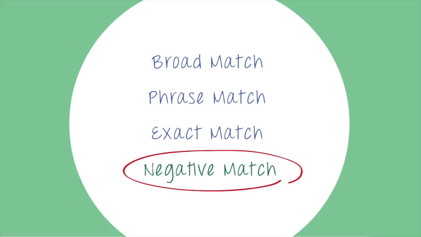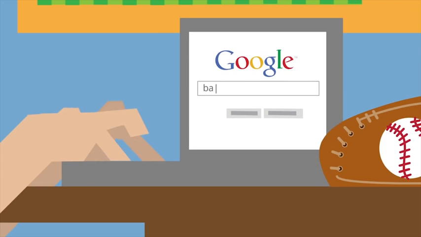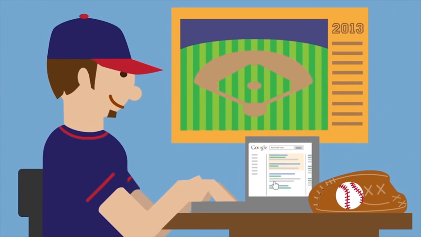Negative keywords ensure that your ads won't show to anyone searching for a certain phrase. Sarah doesn't sell baseball hats, so she added the word baseball as a negative keyword to all of her campaigns. This way, Sarah makes sure that she won't be paying for ad clicks from people who are looking for a product she doesn't sell.